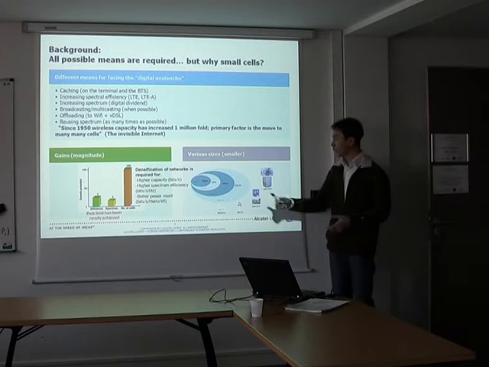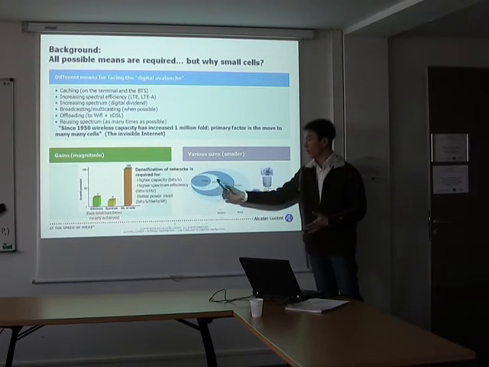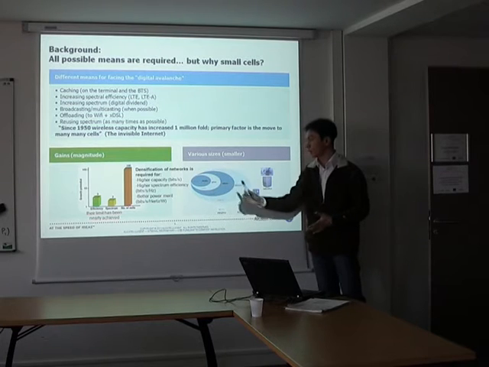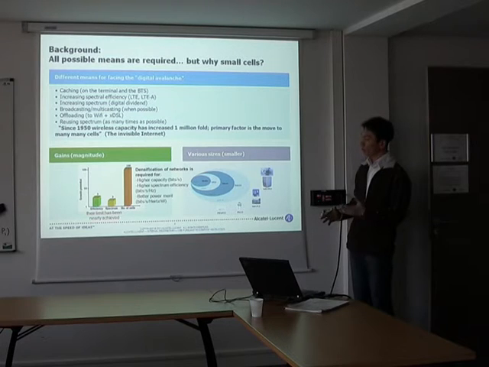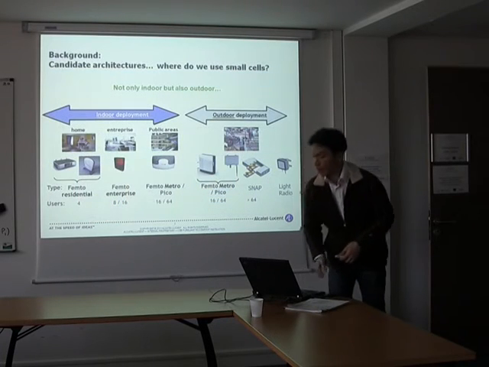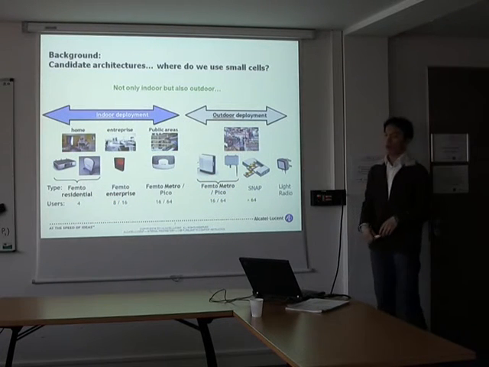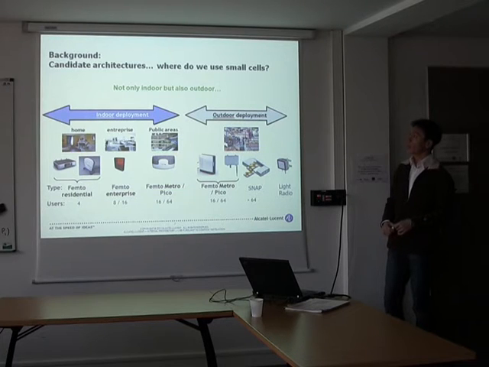Generally speaking, we have the macro, the micro, pico, and femto. More or less, we are talking about small cell as this category. But it is obvious that in the future, we will have the macro and small cells existing at the same time in our network, so they will be overlapped in the future networks. One may consider that small cells may be only deployed indoor, but this is not true. In the future, you will see that small cells will be deployed both indoor and outdoor.